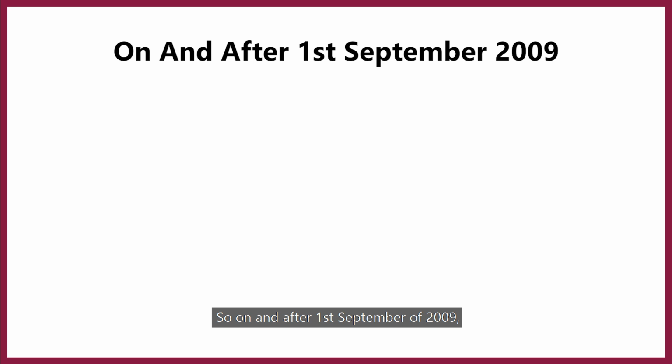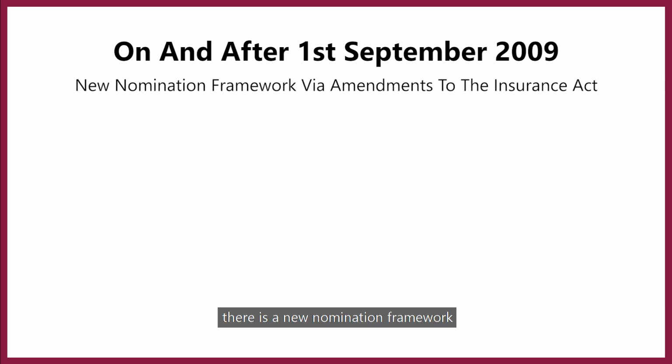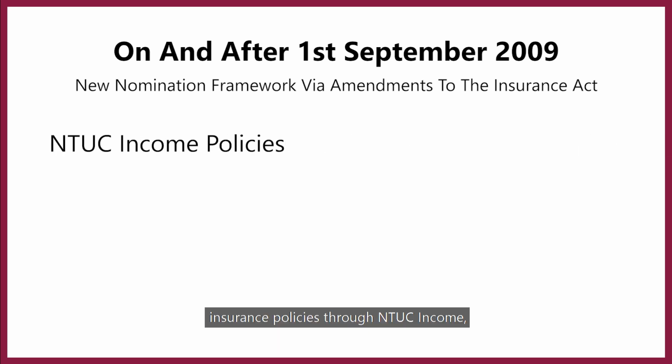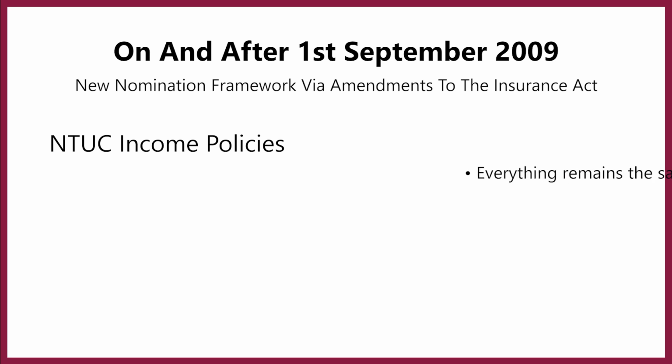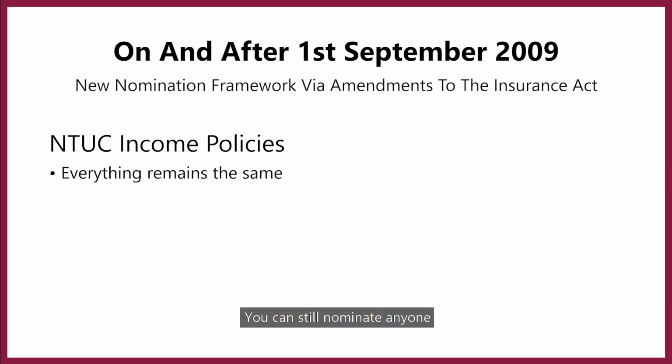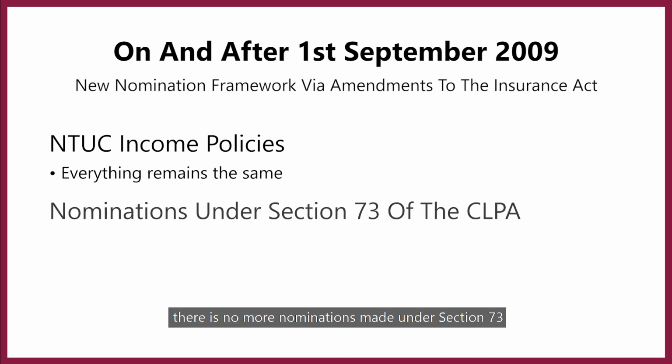Let's take a look. On and after 1st September of 2009, there is a new nomination framework via amendments to the Insurance Act. So if you have bought an insurance policy through NTUC Income, everything remains the same. You can still nominate anyone. You are still entitled to living benefits such as the maturity value of your endowment plan. The nominees will still get the death benefits in the event of your demise. And yes, the nomination is still revocable and you can replace it with a will. But now, there are no more nominations made under Section 73.